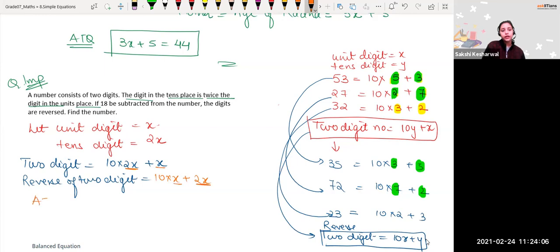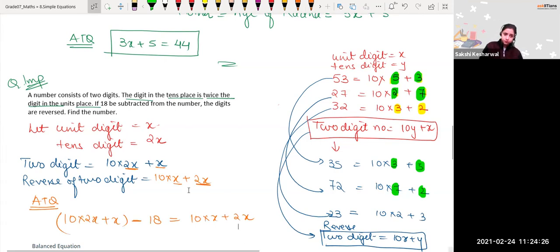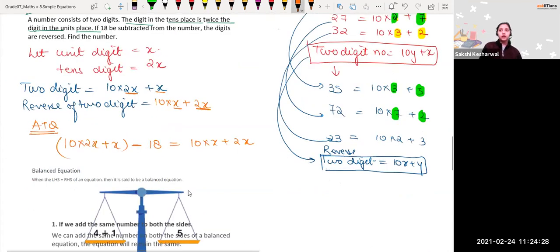Now coming to the question, it says that if 18 is subtracted from the original number, this is what, beta? 10 into 2x plus x, right? This is the entire number. If 18 is subtracted, then the digits are reversed. So it is 10 into x plus 2x. That's it, right? So this is how it's written, and this is the way of the presentation, right?